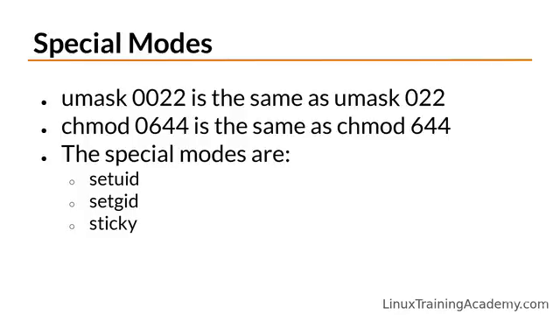Just know that these special modes are declared by prepending a character to the octal mode that you normally use with umask or chmod. So the important point here is to know that umask 0022 is exactly the same as umask 022, or chmod 0644 is the same as chmod 644. We're not going to cover these special modes in this course, but I wanted you to be aware that 1, they exist, and 2, they're the reason why umask is displayed in 4 characters instead of 3.